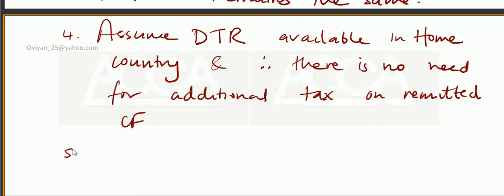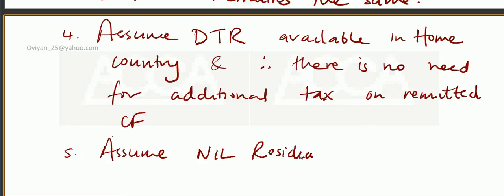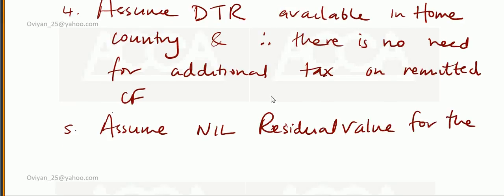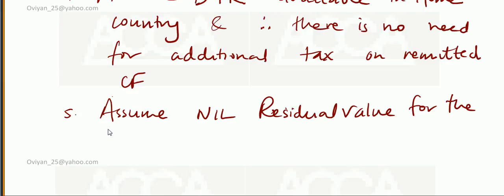Now the fifth point I would like to say here is assuming there is nil residual value for the machine. Now we're not told anything about the residual value because we have an option to expand. So there's nothing mentioned about that we're going to sell off this machine. Assume nil residual value for the machine after 2 years.